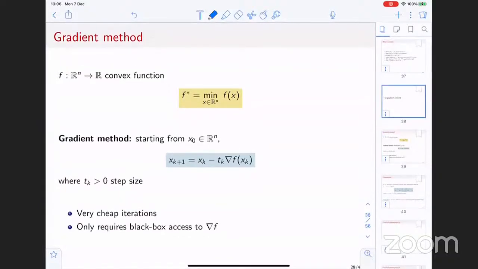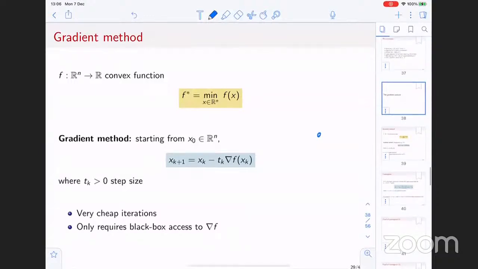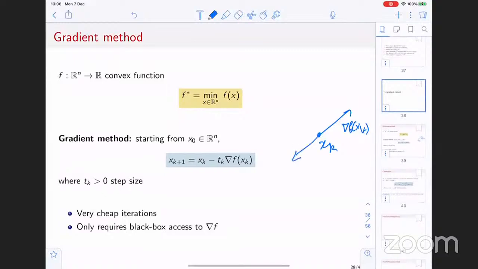Okay, so the gradient method is very simple. It's summarized in this one line that's highlighted in blue. You start from some iterate x0, and then you look at the gradient of the function f. That is a vector in R^n. Then you move along the negative gradient of the function. So if you have a point xk, and the gradient of f at xk, you move in the opposite direction by a certain magnitude tk. We call tk the step size, and your new point is going to be xk plus 1.